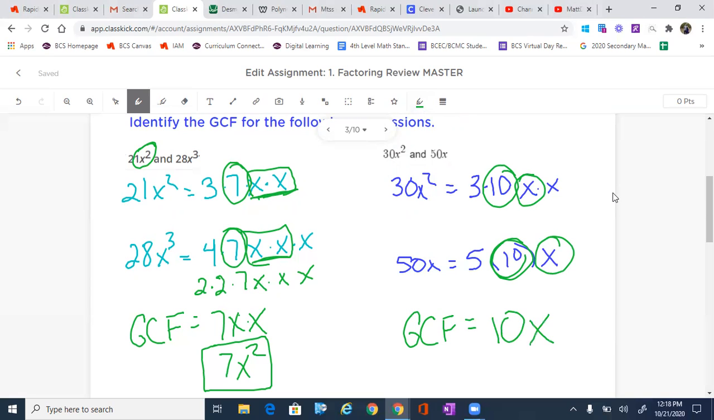Now, once again, I could go back there. I could say the lowest exponent on x is 1, and they both have an x, so it would be an x. And then 30 and 50 are both divisible by 10. But there's your greatest common factor. These are the steps that you would do to find that.